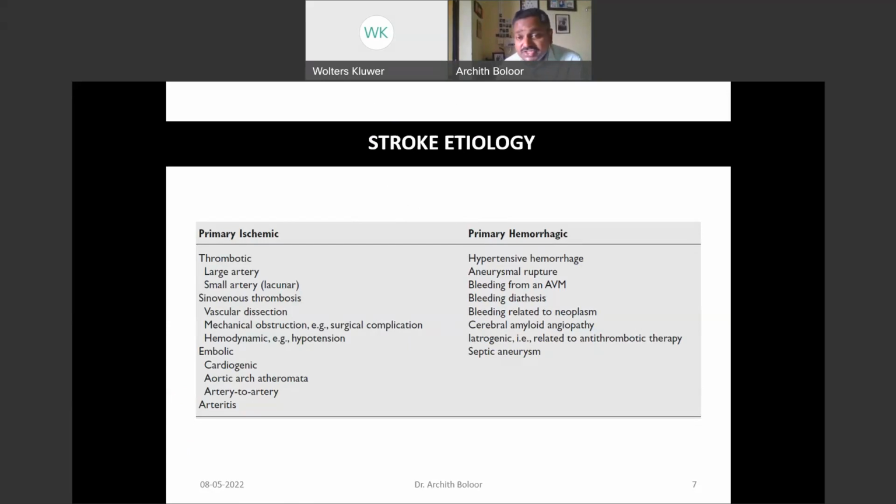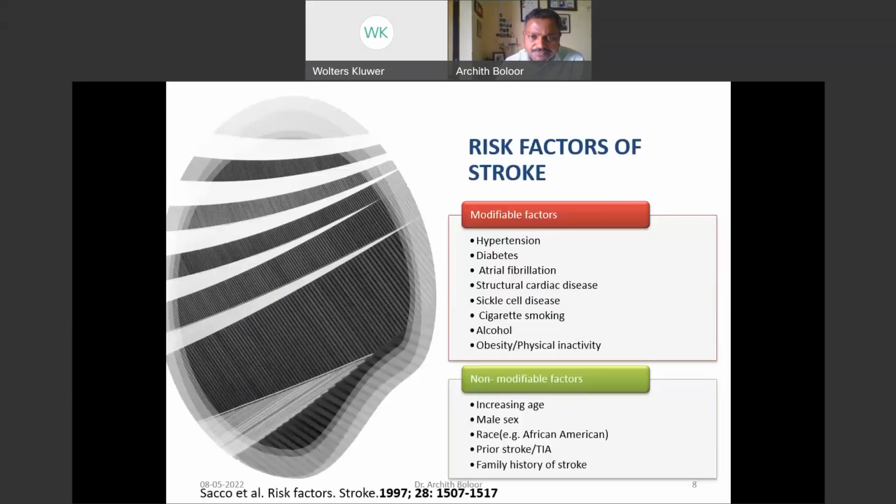Coming on to hemorrhagic stroke, you could get hypertensive hemorrhage. By far, the most common cause of non-traumatic brain hemorrhage is hypertensive. But again, remember, hypertension is not so common in the young, unless you have secondary hypertension. You could have aneurysmal rupture or bleeding from AV malformations, which are common. Also, as you age, cerebral amyloid angiopathy is one of the most common causes. In the young, we do not find amyloid angiopathy as a cause.